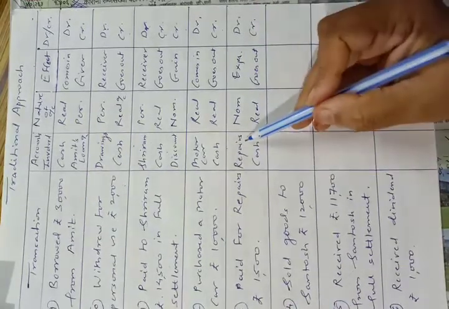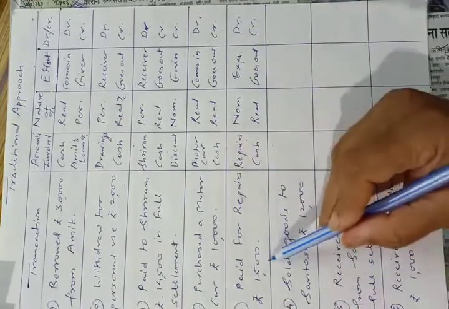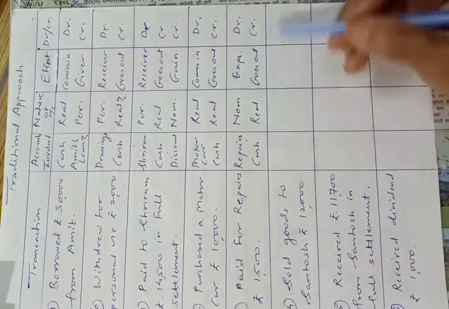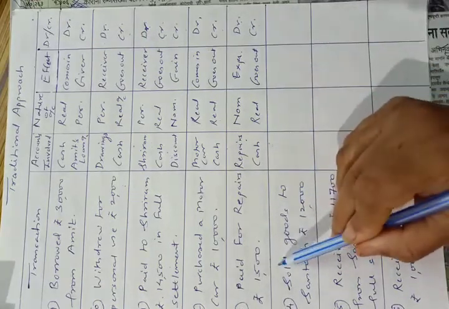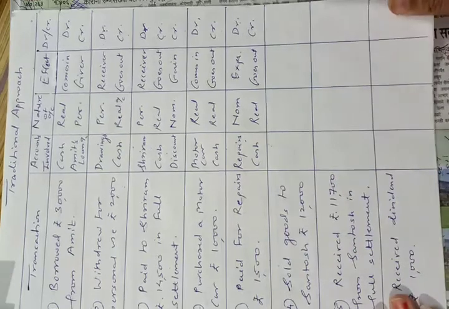So here repairs account will be debited by rupees 1,500, and cash account will be credited by rupees 1,500. Understood? Now next entry.